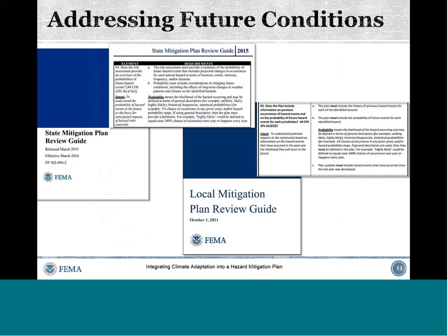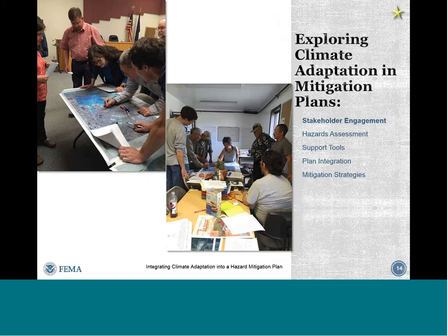And this is just taken from the state mitigation plan review guide and the local mitigation plan review, just screenshots of where they are within the guide if you want to look at this more. Okay, so all right, for this one, we're going to open a poll before I dive into stakeholder engagement. Has adapting to climate impacts or future conditions come up in discussions in your planning process, regardless if it's made it into the actual plan?